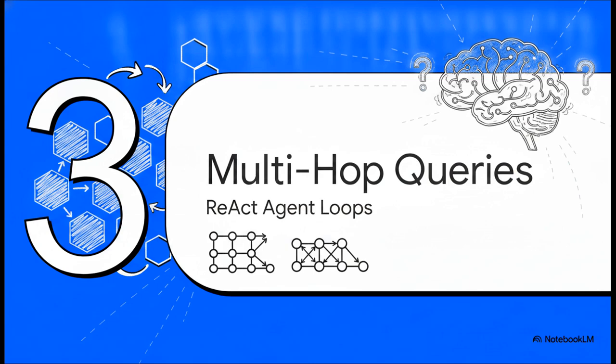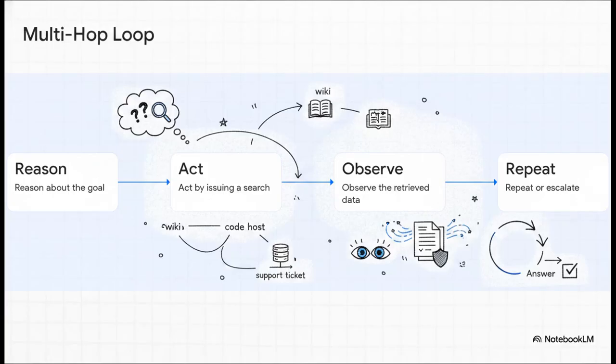Section 3, multi-hop query loops. In any big company, answers almost never live in just one place. The core policy might be in a wiki, the system owner is listed in the code host, and the actual exception you're looking for is buried in a support ticket. To solve this, our agent relies on the ReAct pattern: reason, act, observe. The agent reasons about its goal, acts by issuing a search, observes what comes back, and then asks itself, okay, do I have enough to answer this, or do I need to search again? It essentially stitches facts together across multiple hops.